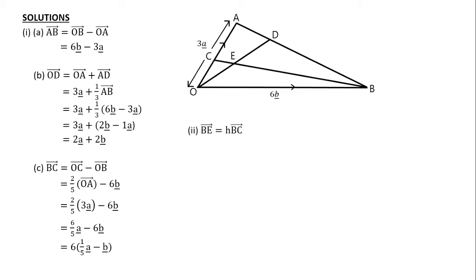Vector BE equals h times vector BC. Where there's BC, we are going to replace 6 over 5 A minus 6B. Then we'll factorize our 6. Our vector BE will be 6, open your bracket, 1 over 5 A minus B, close your bracket, h.